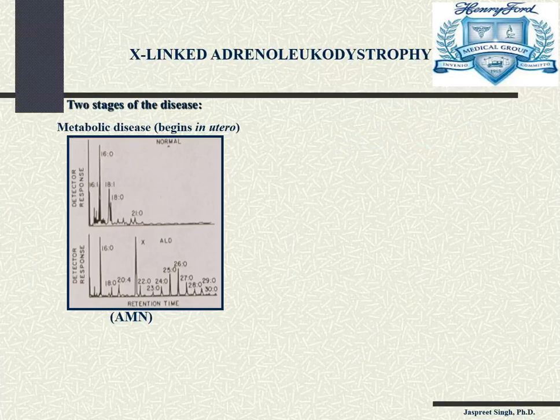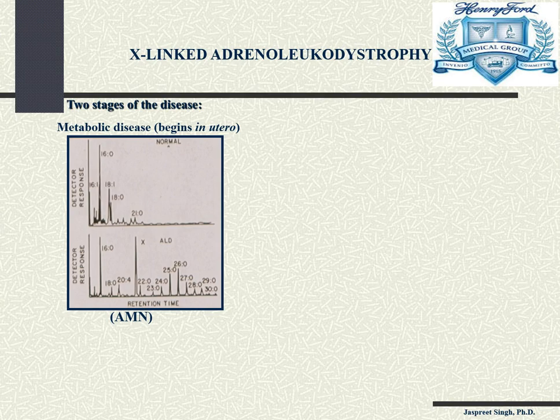Basically, you have two stages in this disease. The initial is the metabolic disease, which starts in utero in the absence of ALDP. You can say this portion is common to all the patients of XALD. All of them will accumulate very long chain fatty acids, which you see. The top portion is a normal human being, and the XALD patient shows all the very high saturated fatty acid peaks.